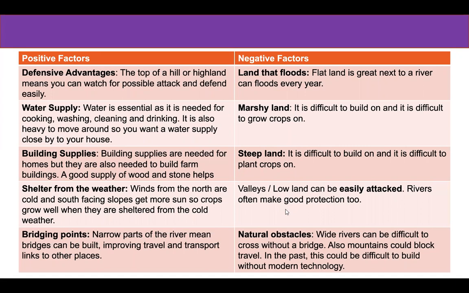Low valleys. Back then, it was easy to be attacked by other local villages and rivals. Therefore, they made sure they built elsewhere so that they had good protection. And natural obstacles. Wide rivers can be difficult to cross without a bridge. Also, mountain areas make it difficult to travel. So it wasn't a good idea to settle in those areas.